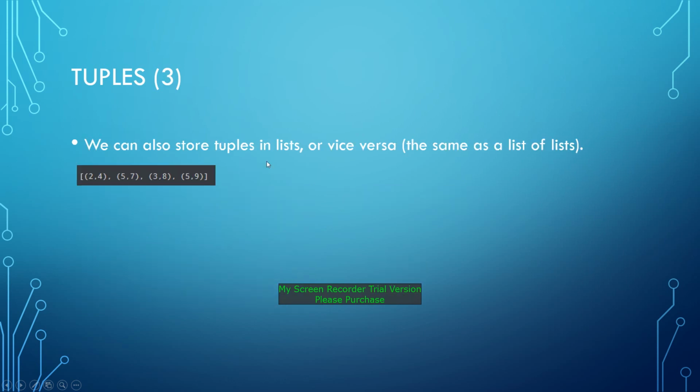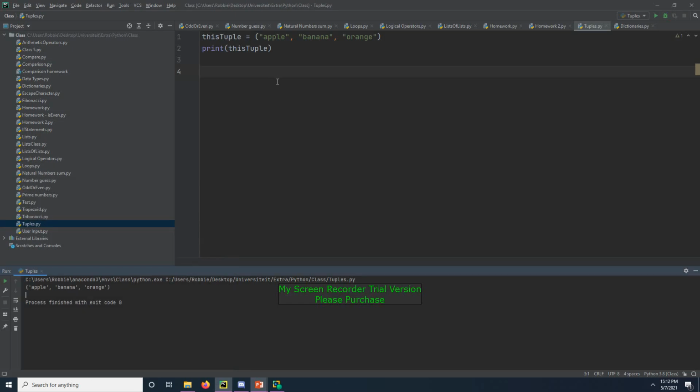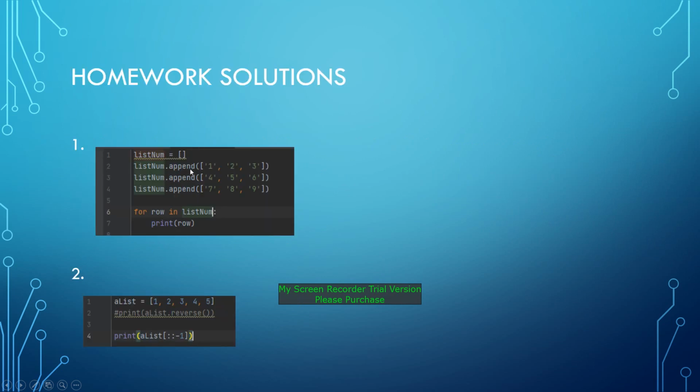All right, easy enough. We can also store tuples in lists or vice versa. So the same as we did with the homework. Let's take a look at the homework of last time. So I'll be going back to this slide quickly. Okay, so in here, instead of using the square brackets, we can use round brackets, which will turn it into a tuple. So then we can create a list, and in that list we can store tuples. So it can be a list of tuples, or also the other way around. We can make a tuple of lists.